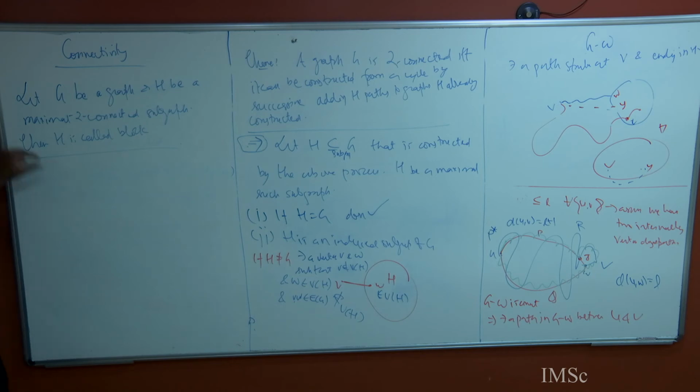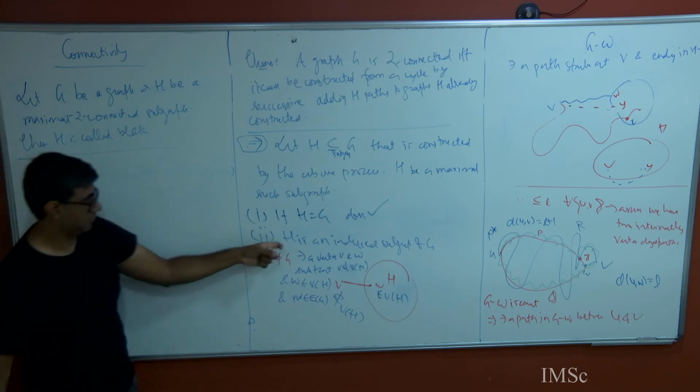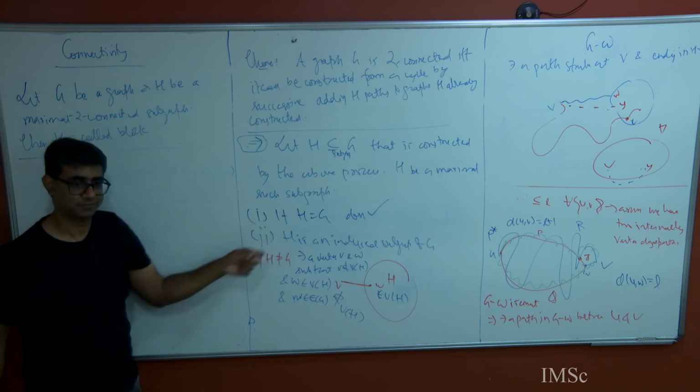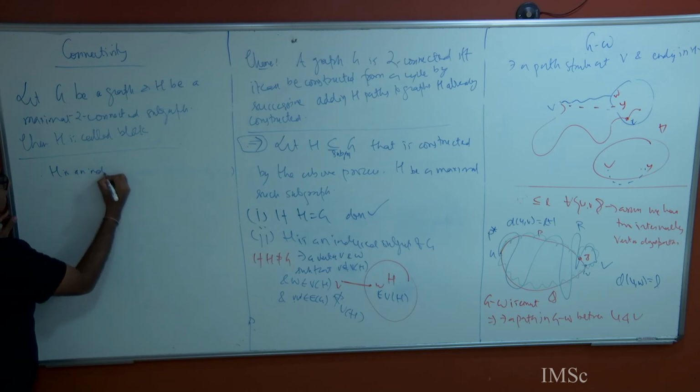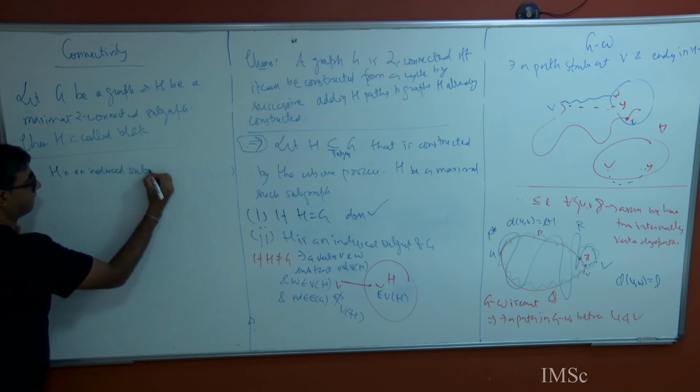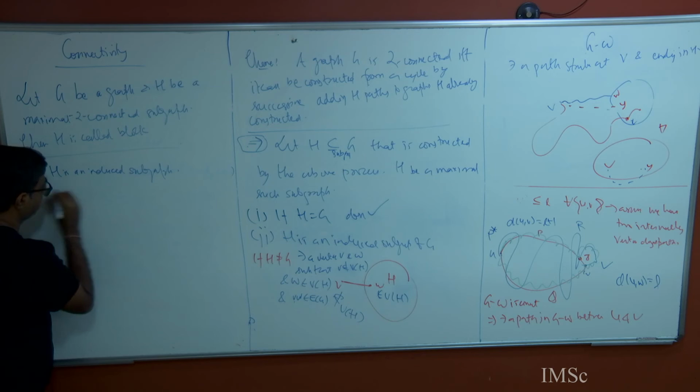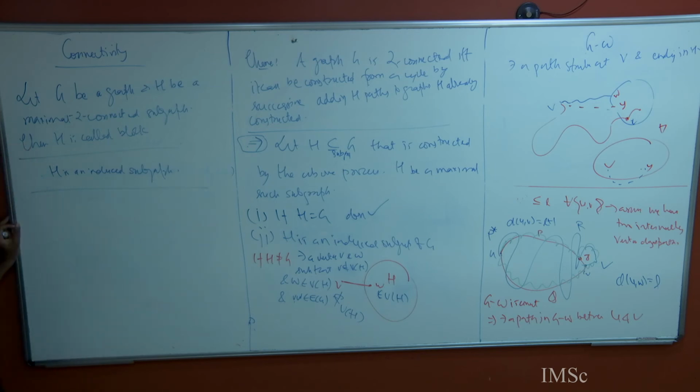So first of all, what is H? If it is maximal, what can you say? H is an induced subgraph of G. If it is a maximal two connected subgraph, then it is an induced subgraph. Okay. Right. So this is the first thing to observe.